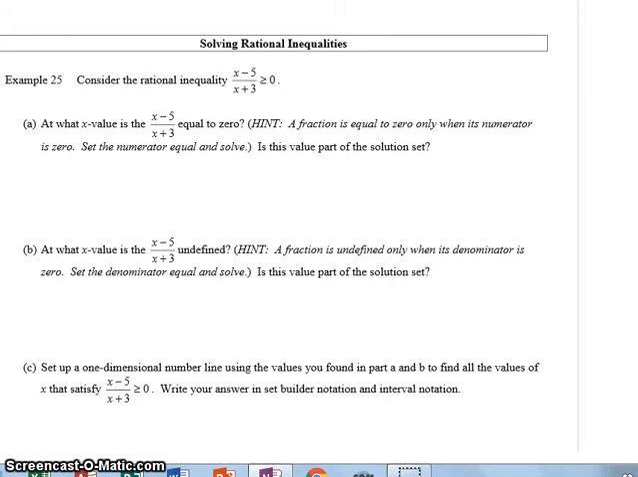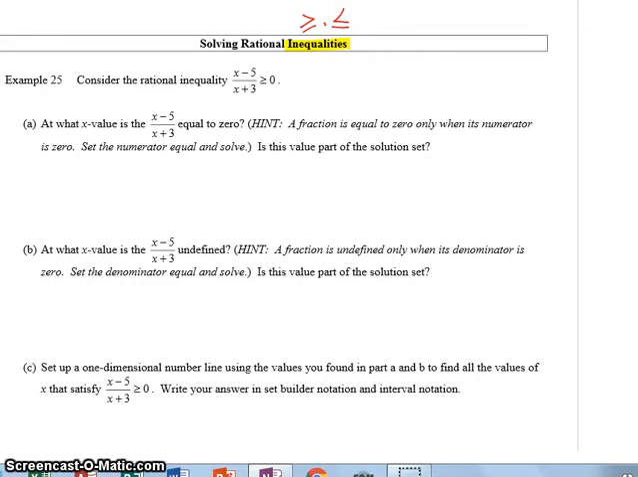This is Unit 6, Day 7. Today is solving rational inequalities. So now guys, don't forget, an inequality is greater than, less than, greater than or equal to, less than or equal to. Okay, so today's a pretty hard concept.